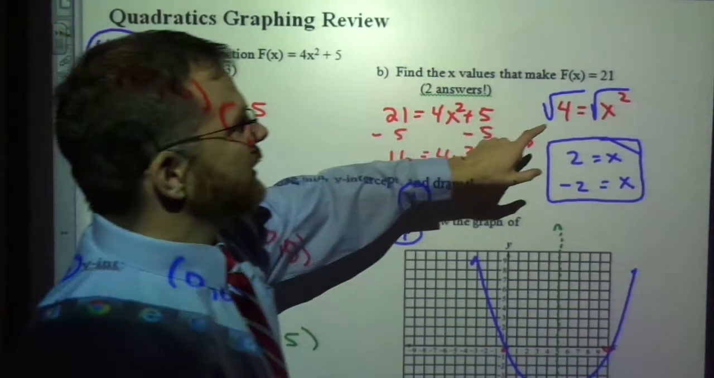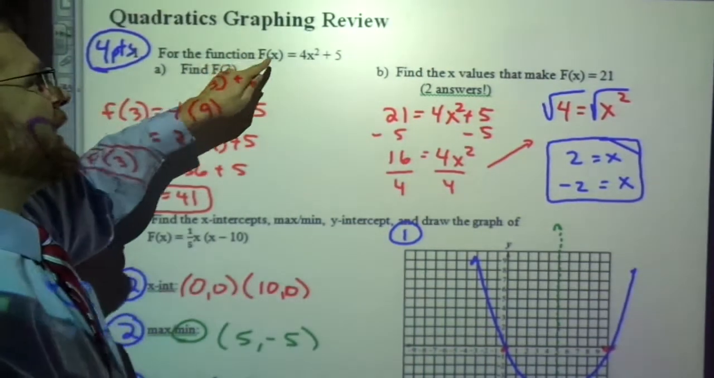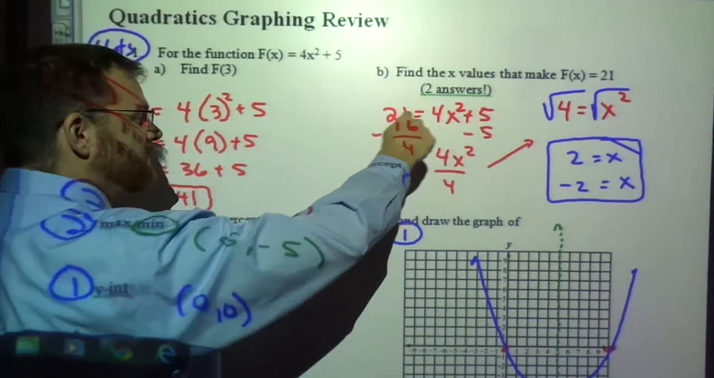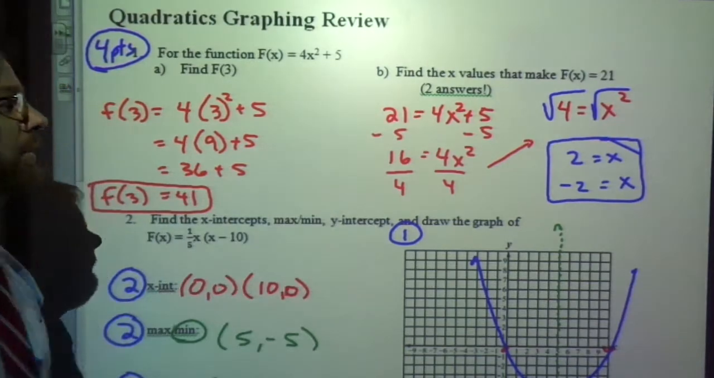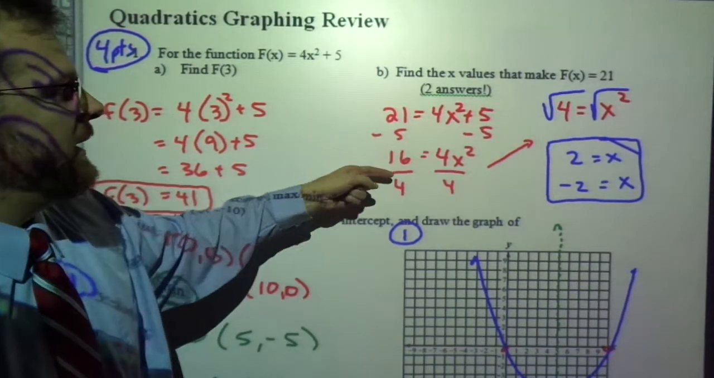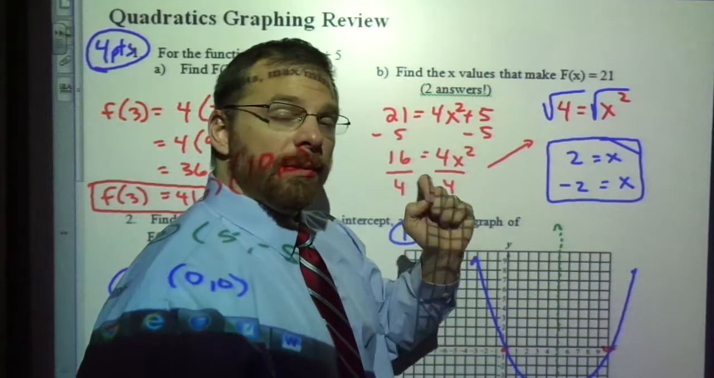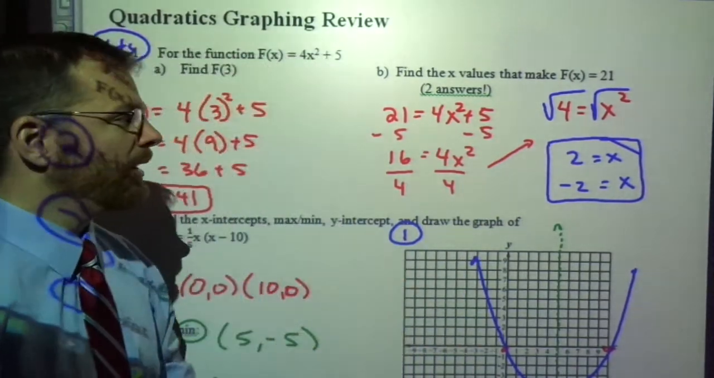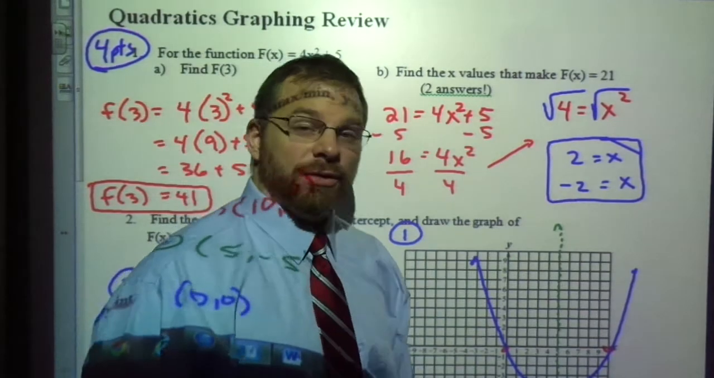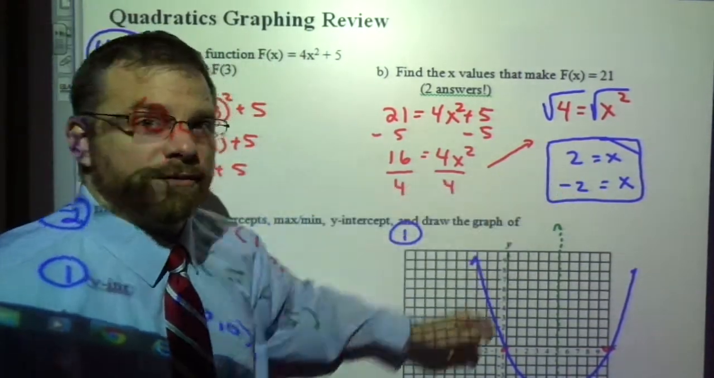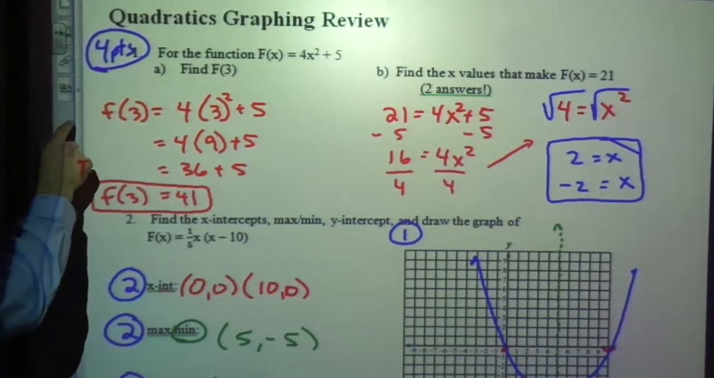This one, we're going to plug 21 in for f of x. So it's going to go here, and then we figure out what x needs to be so that the function has a value of 21. Subtract 5 is 16, divide by 4, we get 4, then we take the square root, but remember there are two things that are the square root of 4, positive 2 and negative 2. So there are two answers, 1 point for each of those. If they leave off the negative 2, take off 1 point.